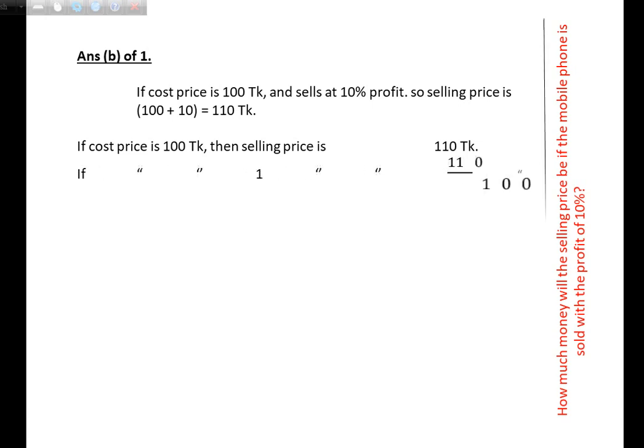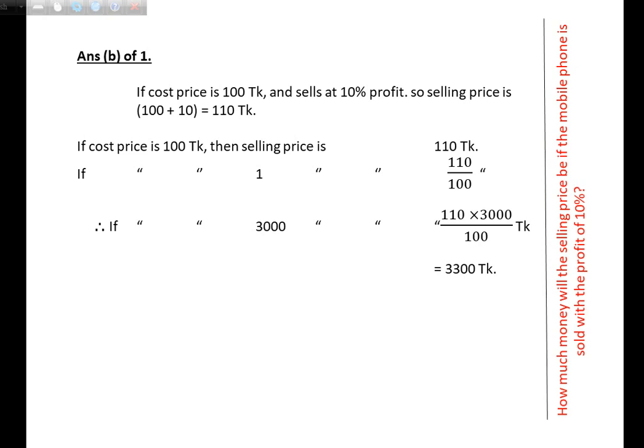If the cost price is 1 taka, then the selling price is 110 divided by 100 taka. And if the cost price is 3,000 taka, then the selling price is 110 multiplied by 3,000, divided by 100 taka. If we cut the two zeros from the denominator and numerator, then we will get 3,300 taka.